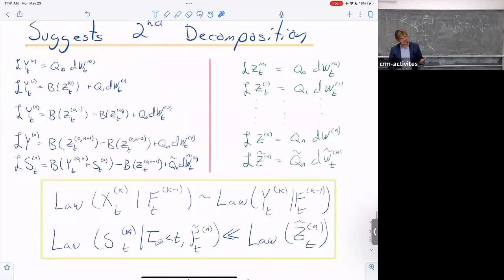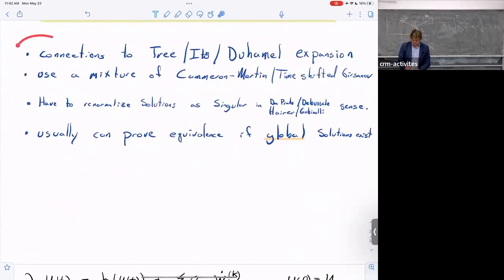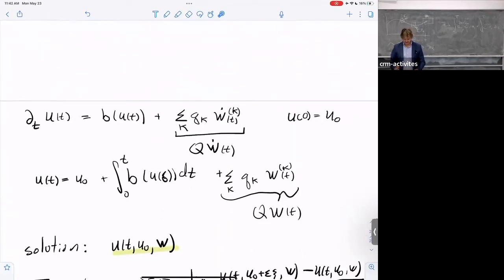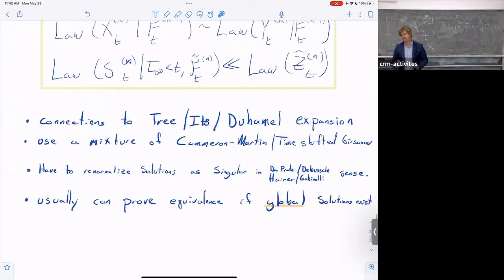There's a second decomposition, because somebody's probably going to ask me about this. I'll just tell you: instead of forcing it with the solution at the previous level, we can take all the singular trees that we'd have to worry about, separate them out into a ladder of singular trees, and feed them in one by one. But let's not. There's a connection to the tree Ito-Duhamel expansion. We use a mixture of Cameron-Martin, and I won't go into this much, but I wanted to give you the basic idea of these things.